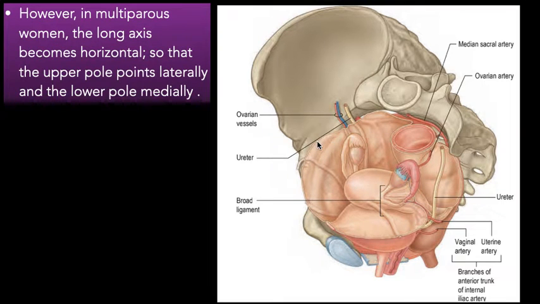However, in multiparous women, that is the women who have given birth, this long axis, rather than becoming vertical, becomes horizontal, in such a way that the upper pole faces laterally and the lower pole faces medially.